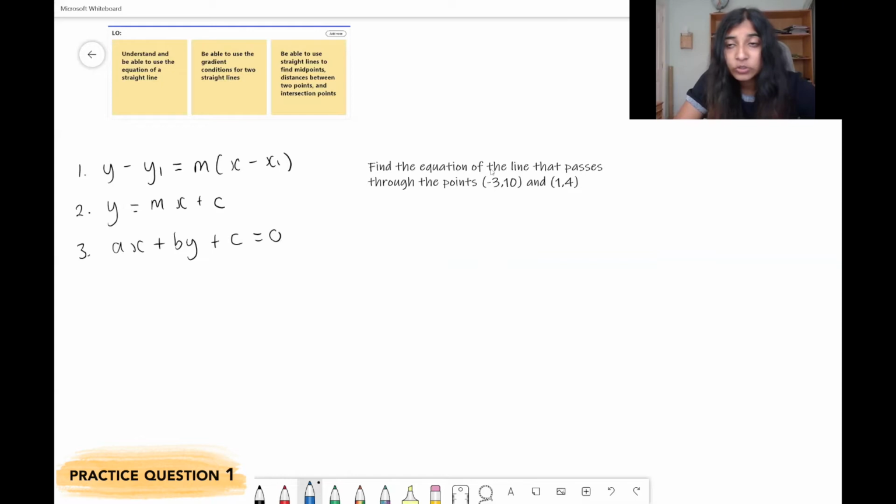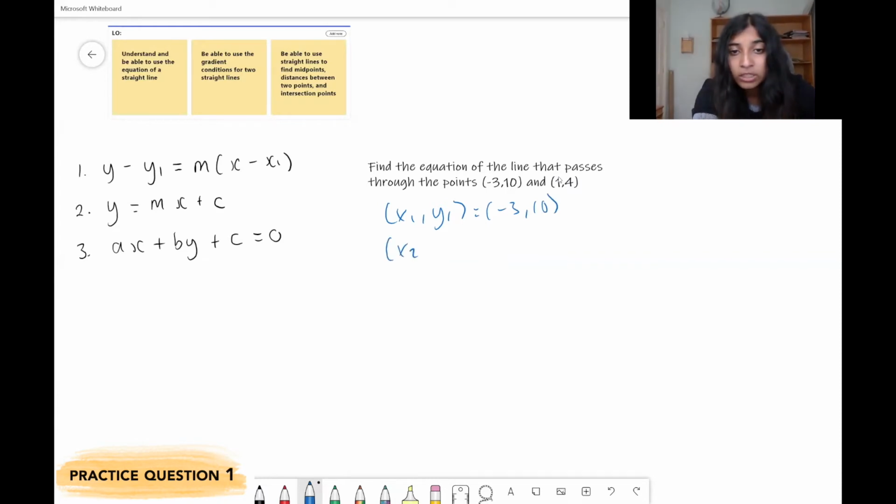So the first thing we do is label the points we have. We have x1, y1, that's equal to -3 and 10. Then we also have x2 and y2, that's equal to 1, 4. The next thing we can do is find m, which is the gradient. If you remember, m is equal to the change in y over the change in x.